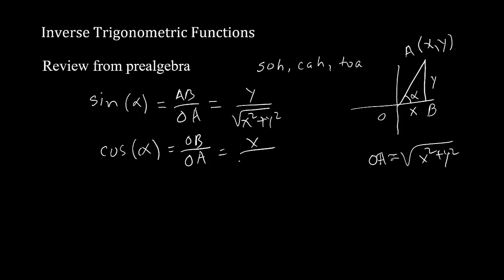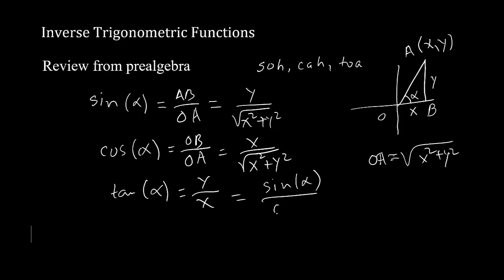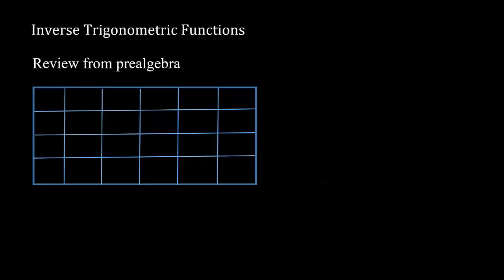So you get x over the square root of x squared plus y squared, and tangent alpha will be opposite over adjacent. So opposite is y, adjacent is x. Also you know this is sine alpha over cosine alpha. So next we'll produce sine, cosine and tangent for different angles.